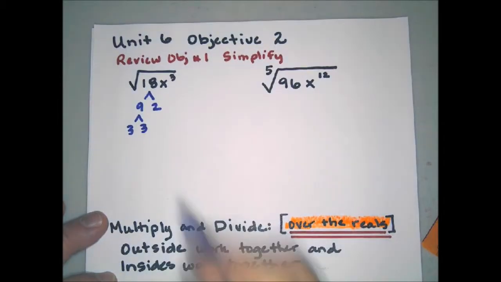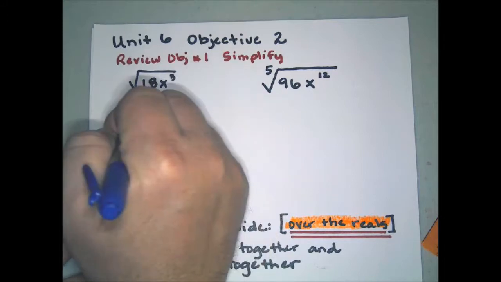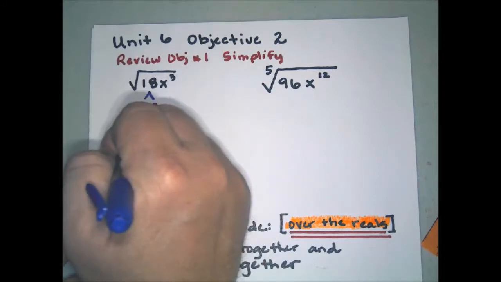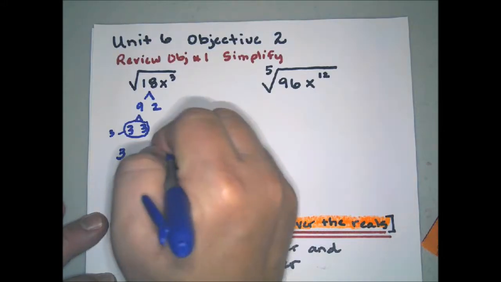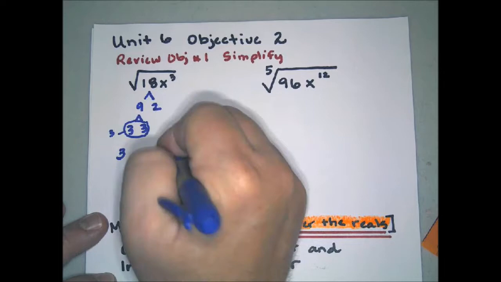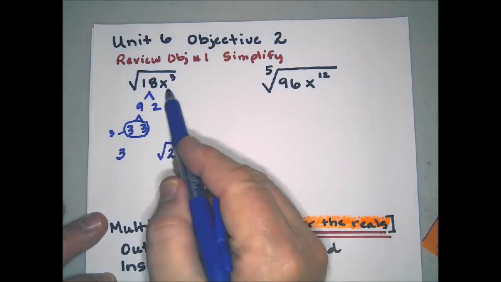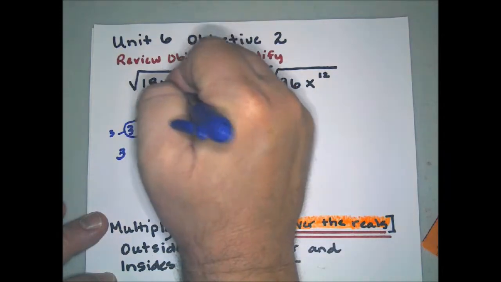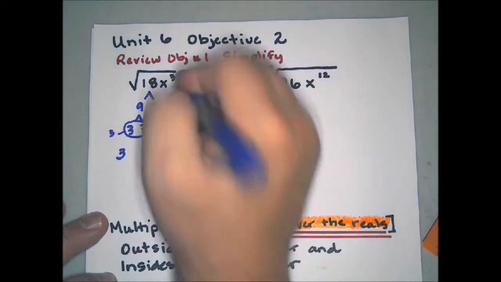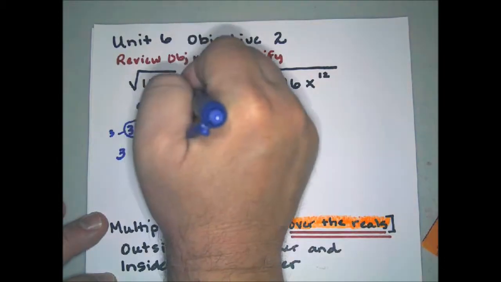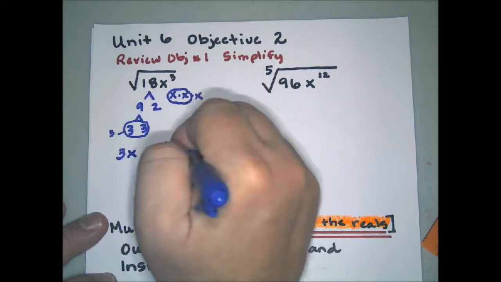So I'm going to write out what we know so far. We know the 3 came out. There's a pair of 3s, so one of them came out. I'm going to leave some room right here. I'm going to do the square root radical. I know a 2 stayed in. And then what about this x cubed? Well, the x cubed is nothing more than x times x times x, of which there's a pair of x's right there. So one of them gets to come out, so that's going to join right there. One of them stays in right there.